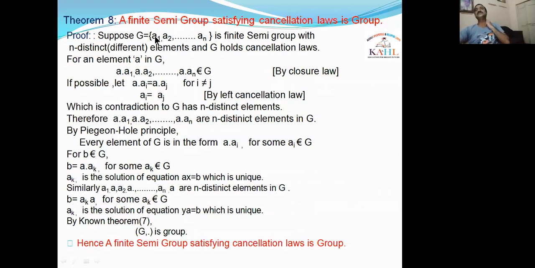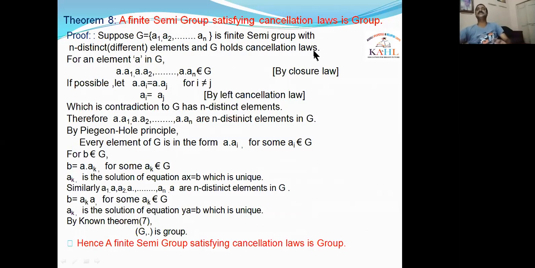I am taking G is equal to A1, A2 and so on, An is a finite semi-group with n distinct elements. Distinct means different. That means no two elements are equal in this one. A1 is not equal to A2, A2 is not equal to A3, A3 is not equal to A4, An is not equal to A1, A2 is not equal to An. Whatever it may be, any two elements are not equal. That's the meaning of distinct.